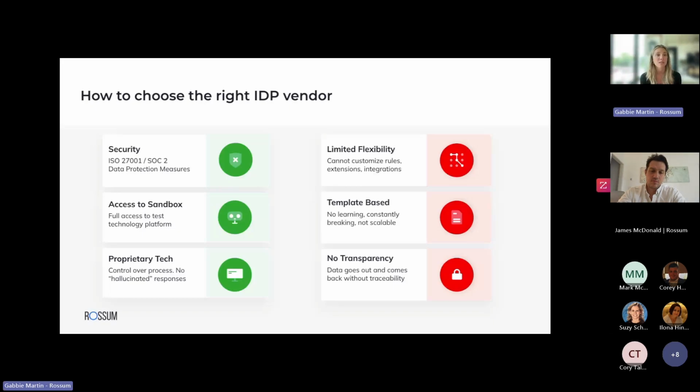The first being limited flexibility. There aren't any customization options, there's very few integration options, and you're not able to really customize it to fit your current workflow's needs. The second would be a template-based approach.